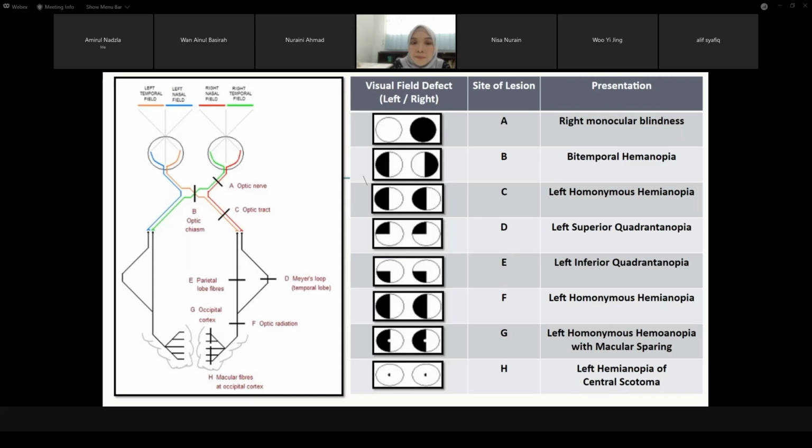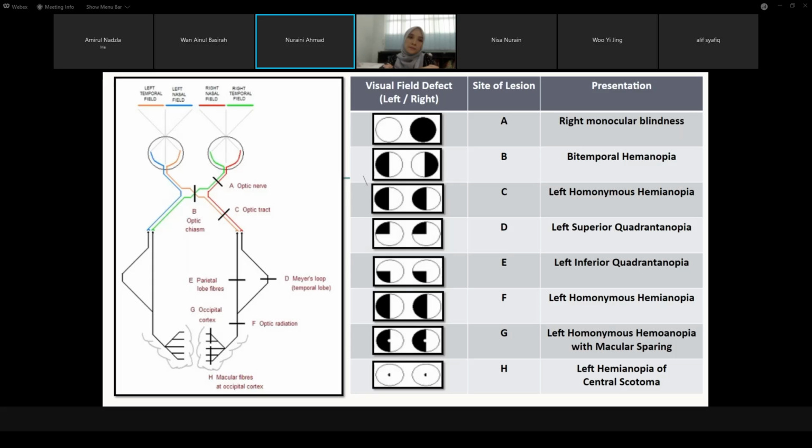Okay, you guys faham kan yang punya pathway, visual pathway tadi kan? So yang ni kita nak cerita pasal defect. Okay, so firstly A, there is optic nerve damage ataupun defect. And then B, optic chiasm. Ada berlakunya damage kat optic chiasm.